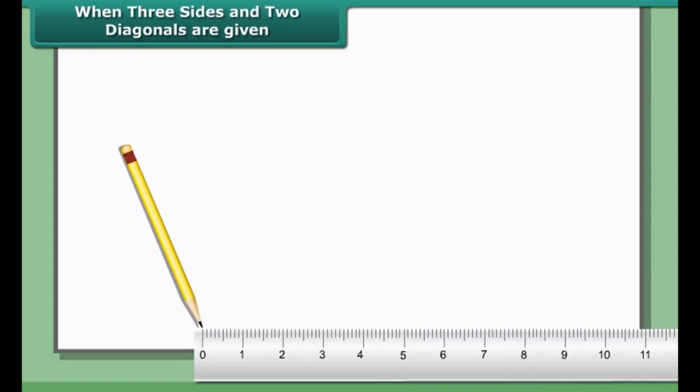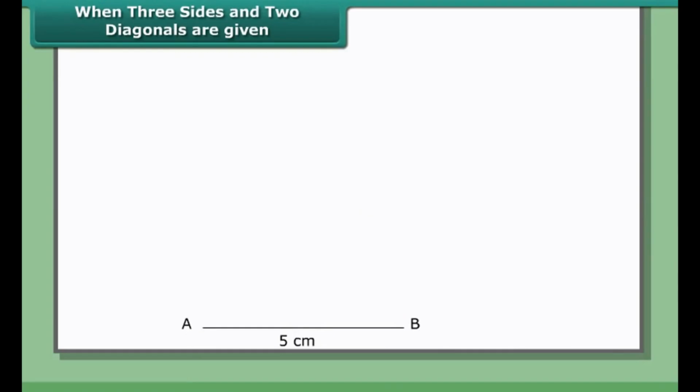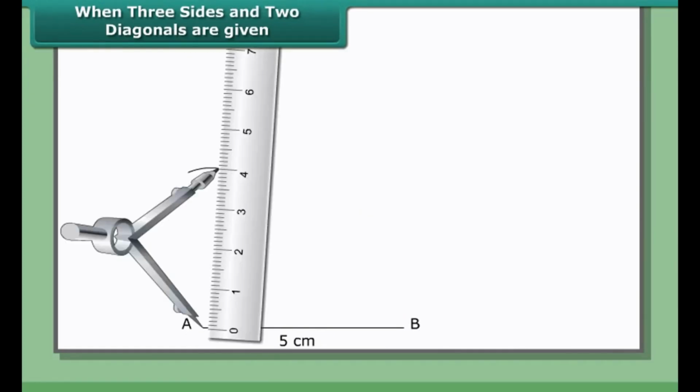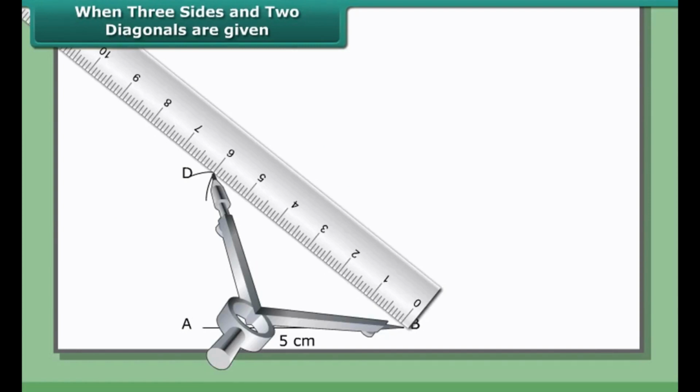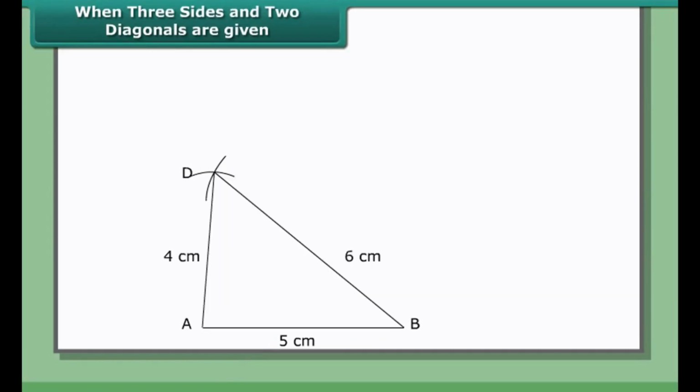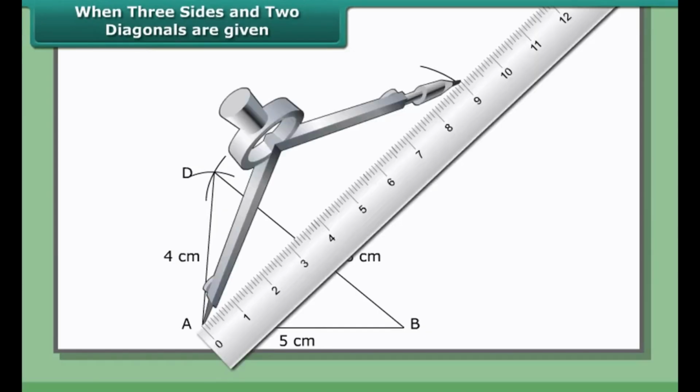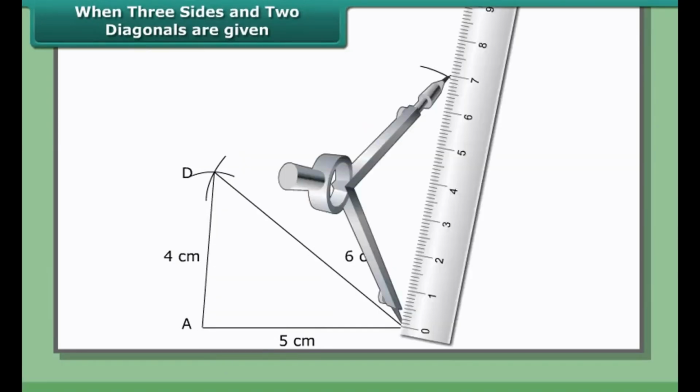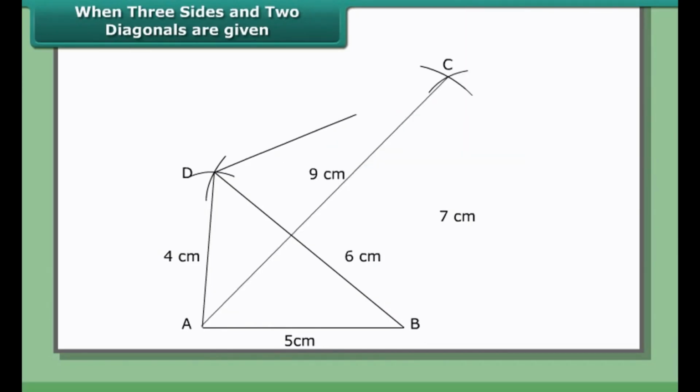Steps. Draw AB, which is equal to 5 cm. With A and B as centers, and 4 cm and 6 cm as radii respectively, draw arcs to cut each other at point D. Join AD and BD. With A and B as centers and 9 cm and 7 cm as radii respectively, draw arcs to cut each other at C. Join AC and BC. Join also DC. ABCD is the required quadrilateral.